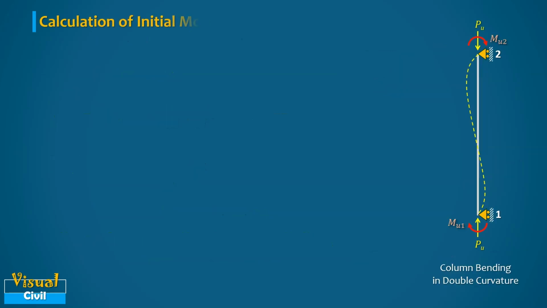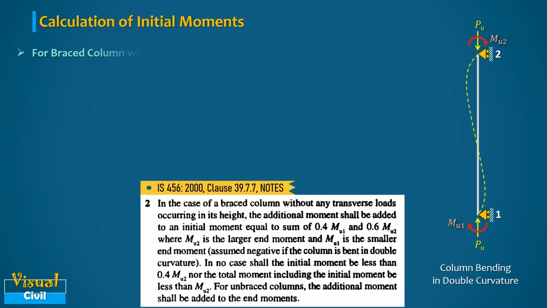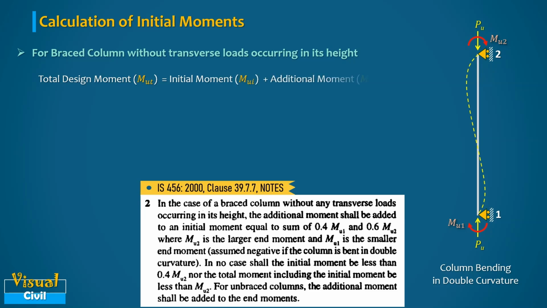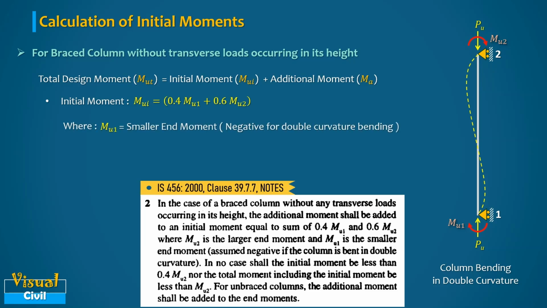According to the IS code, for a braced column without any transverse load along its height, the total design moment is the sum of the initial moment and the additional moment. The initial moment is calculated as the sum of 0.4 times Mu1 and 0.6 times Mu2. Here, Mu1 represents the smaller end moment, which is assumed to be negative if the column is bent in double curvature, while Mu2 corresponds to the larger end moment. Importantly, the initial moment must not be less than 0.4 times Mu2.